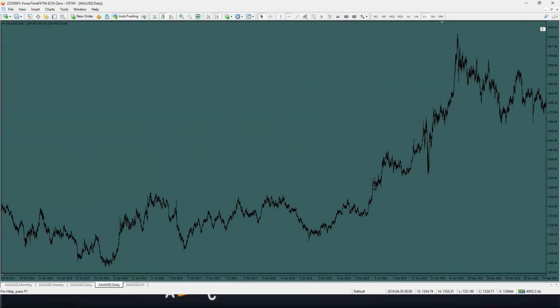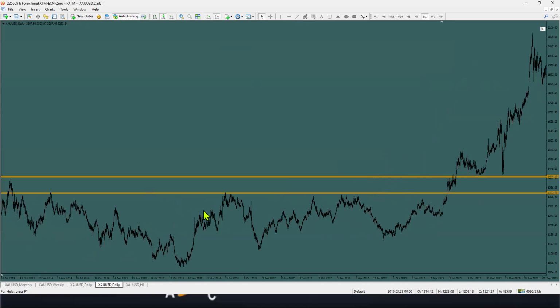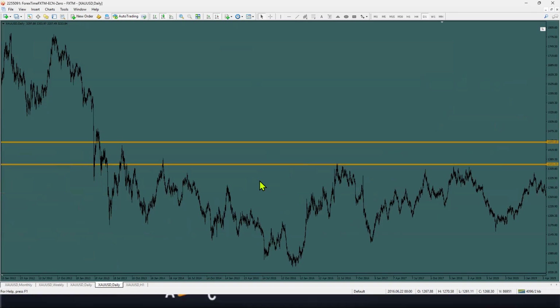So if you look at this one, see here, break, test, go. That's a double confirmation. Perfect. See this one, and these are in daily charts. Break, test, go. Right? So that's the way it works.